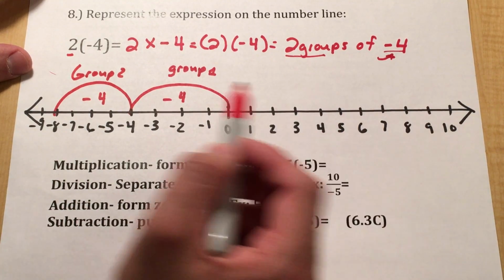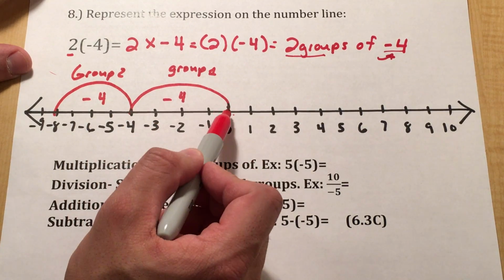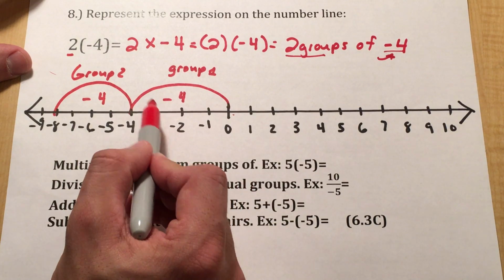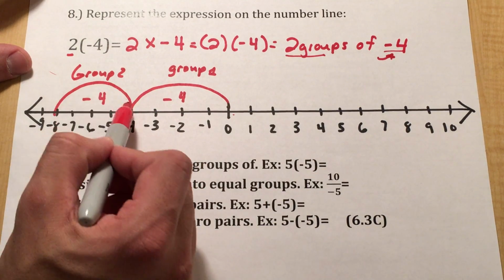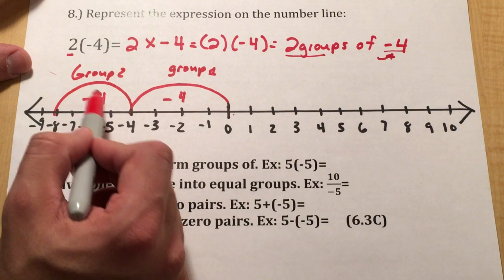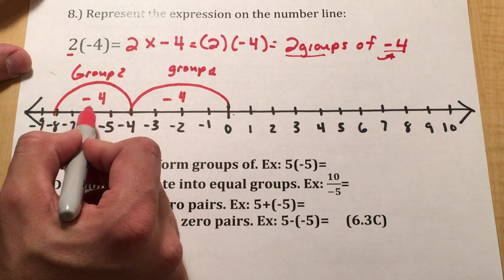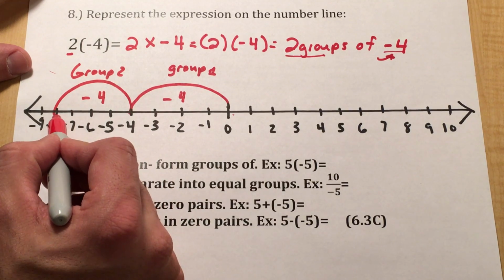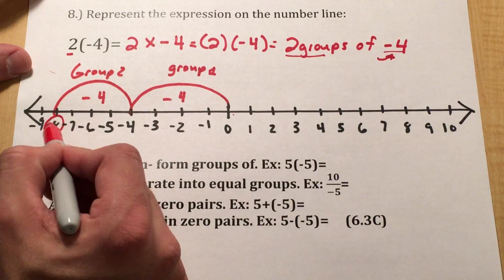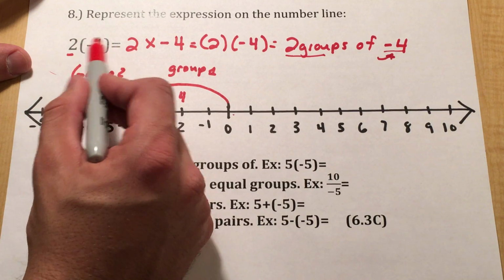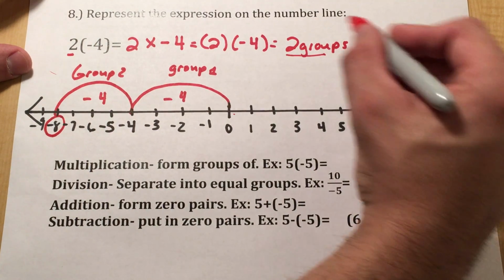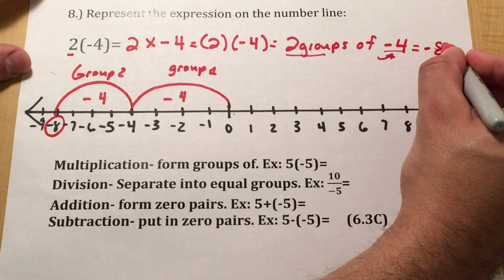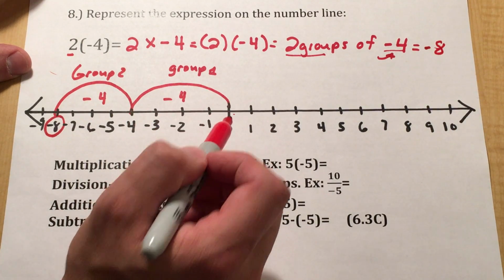2 groups of -4. Here's our first group. There's -4 inside of that group, -1, -2, -3, -4. Here's our second group, and there's another -4 inside, -1, -2, -3, -4. And this has a value of -8. I want us to see how we stopped here at -8. So 2 times -4, or 2 groups of -4, that's equivalent to -8. Thank you very much.